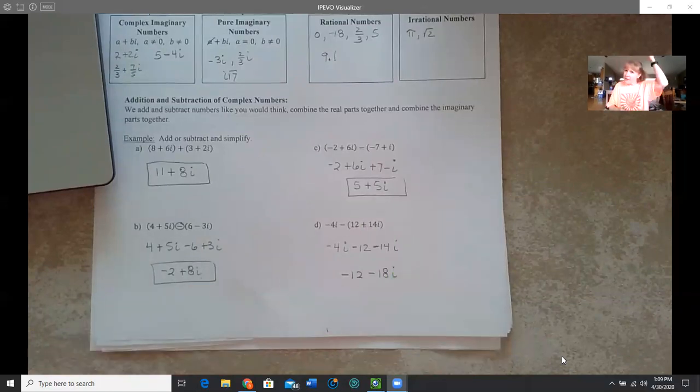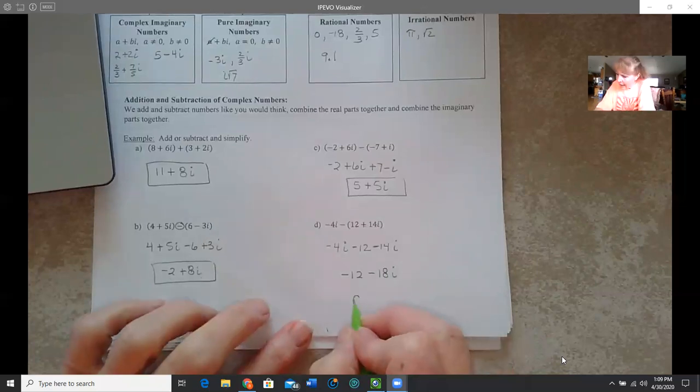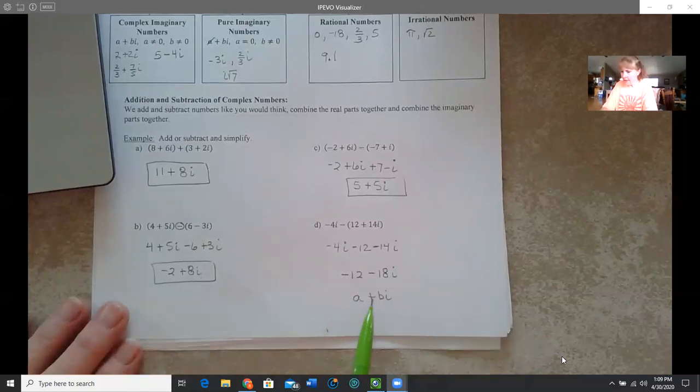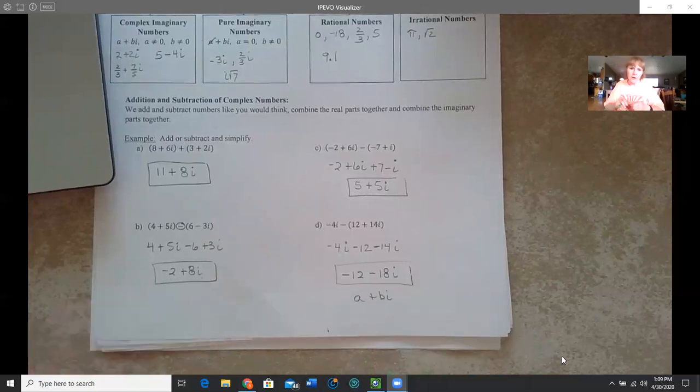Notice the order. We like this order. Notice I'm putting the real part first, and I'm putting the imaginary part second in our complex number. That's just convention. We like it to look like our a plus bi, where here's your real and here's your imaginary. So just get used to putting the real first, followed by the imaginary. We just like it that way.